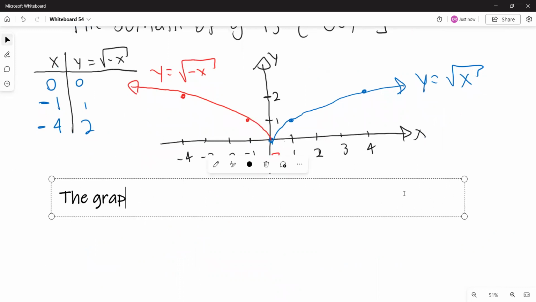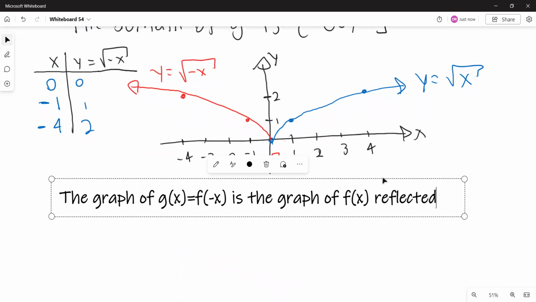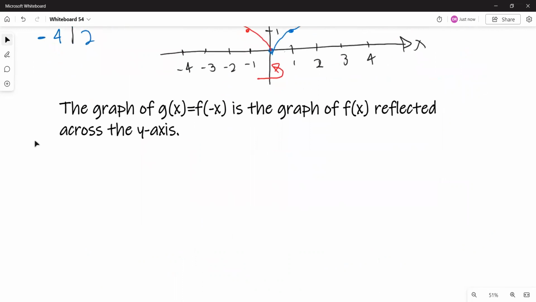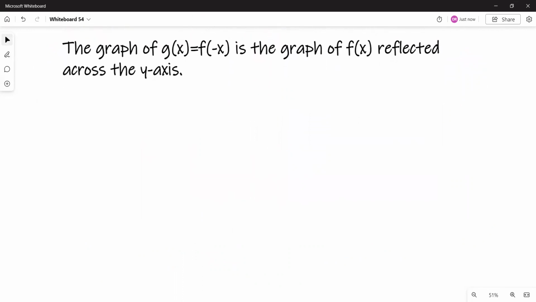The graph of g(x) defined as f(-x) is the graph of f(x) reflected across the y-axis. Okay, so summarizing the reflections across axes, those are on page 262. And I'm copying that.